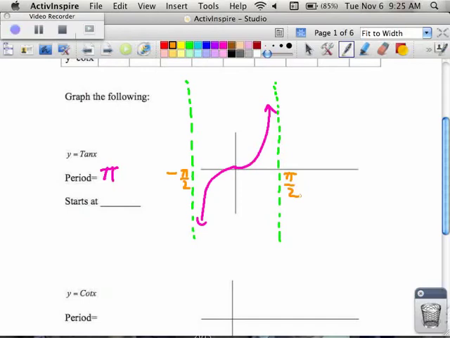Don't forget that this graph continues on forever. So I can keep going and I will see this same graph repeated again and again because this is a continuous graph. It goes on forever. It's periodic. So if I add another pi onto pi over 2, the next asymptote would be located at 3 pi over 2.